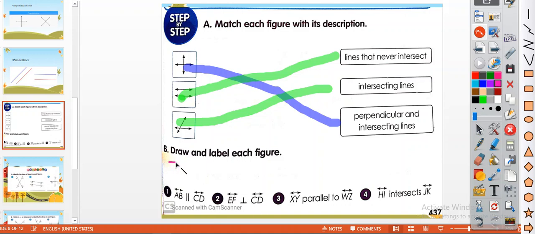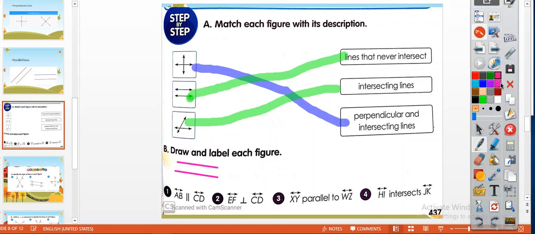So to draw parallel lines, just draw a line here and draw another line here, and then label the lines. Call this one AB, and call the other one, as they said, CD.